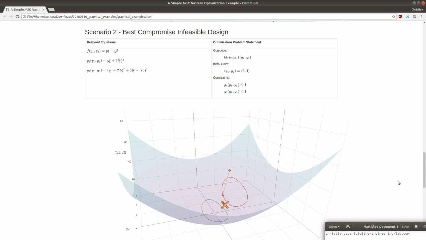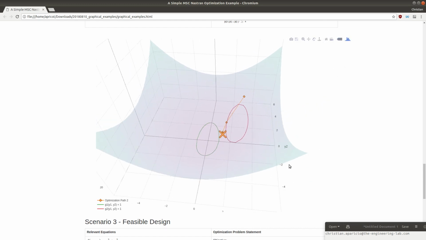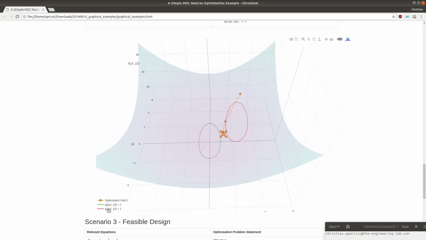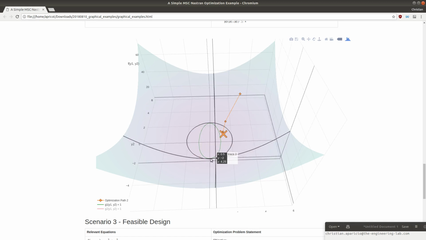This is, again, one of the most important videos you will watch when it comes to optimization with Nastran. So let's go ahead and jump into it. We're going to be dealing with the very familiar example from the previous videos. In the previous video, we included this constraint. We said that anything outside of the ellipsoid is an acceptable design.